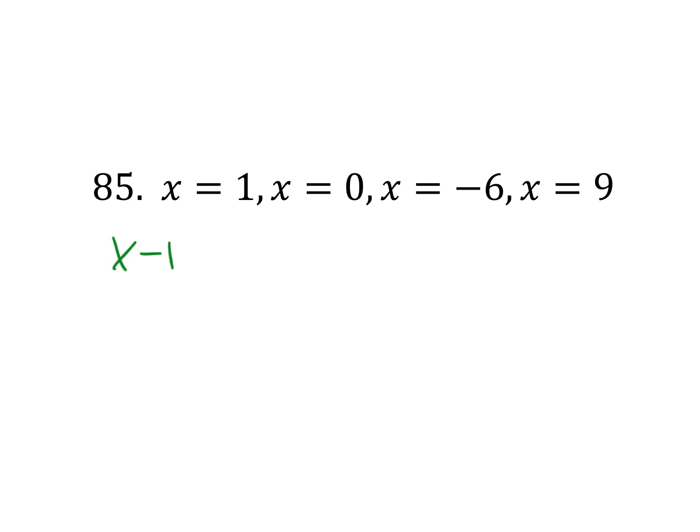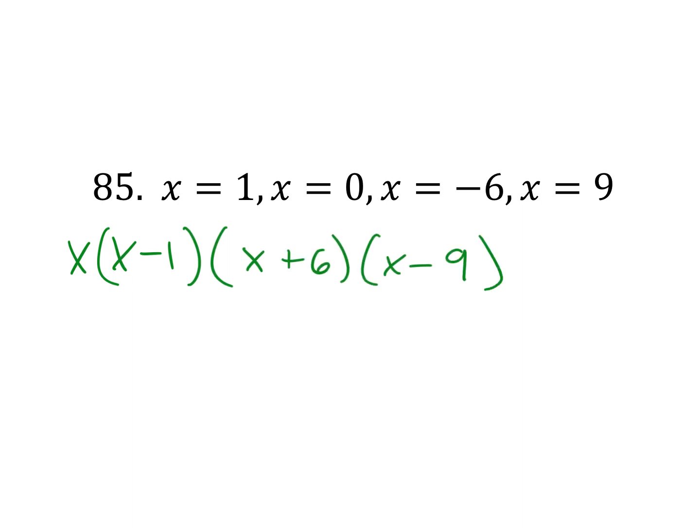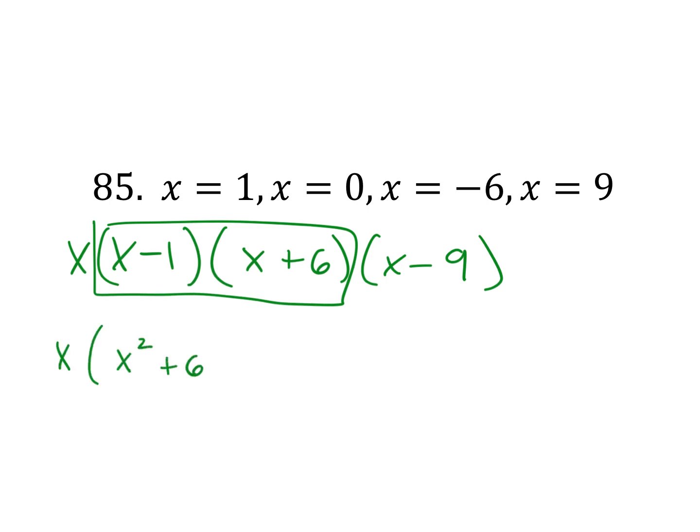So we have x minus 1. When it's just x is equal to 0, it's just an x, which I'll write in the front because that'll be the easiest to distribute. Then x plus 6 and x minus 9. So I'm going to start by FOILing 2 of them out together. I'm just going to leave that x out front, save it for last. So x squared plus 6x minus x minus 6. x squared plus 5x minus 6.